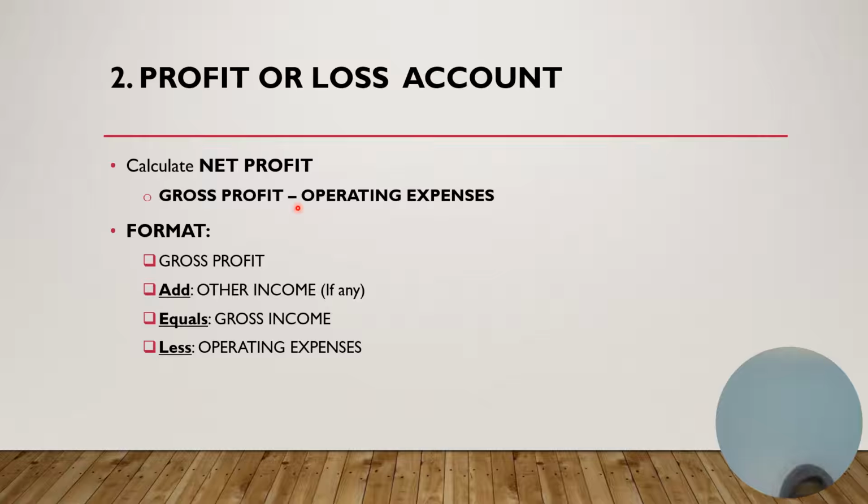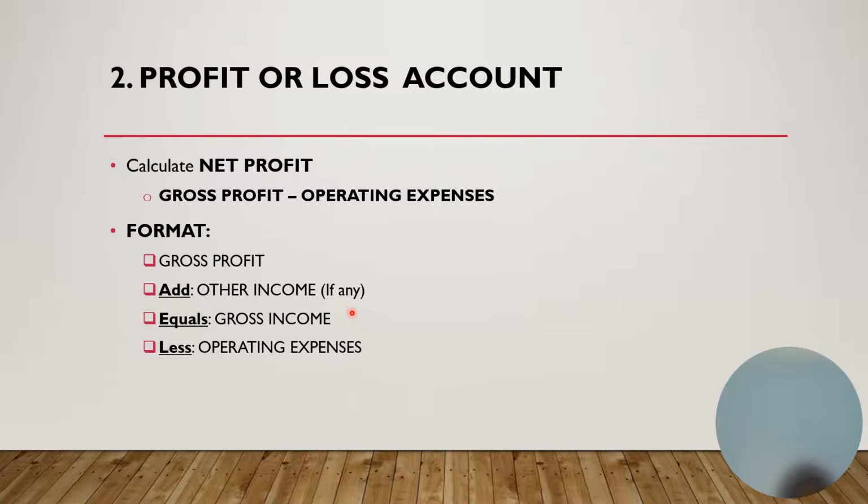We take our gross profit that we have calculated, we minus operating expenses. Okay, how is the format? You say gross profit. If you have any other income, you add the other income, and then the answer from that adding becomes gross income, not gross profit, gross income, because you have added other income, and then you minus your operating expenses, then you get your net profit. Okay, you must remember this structure.